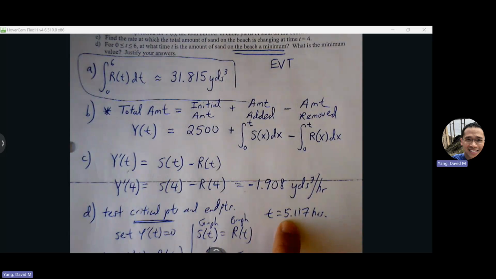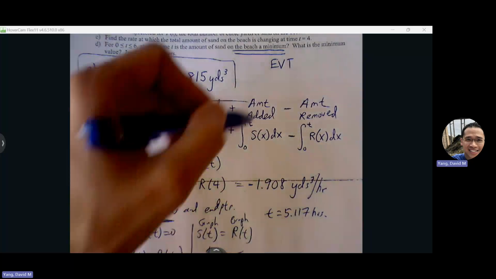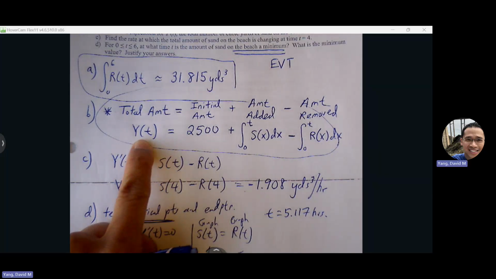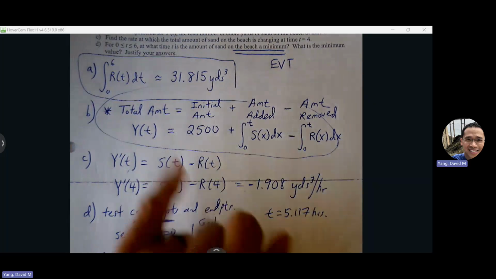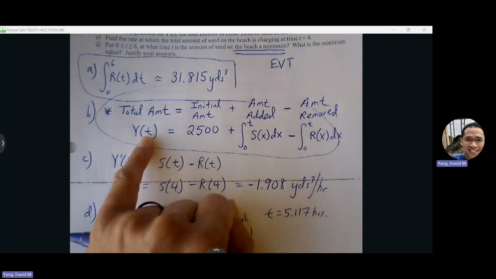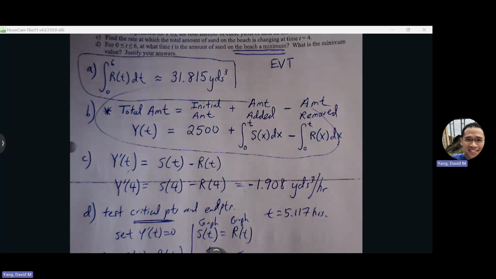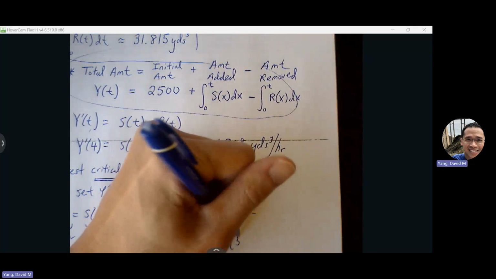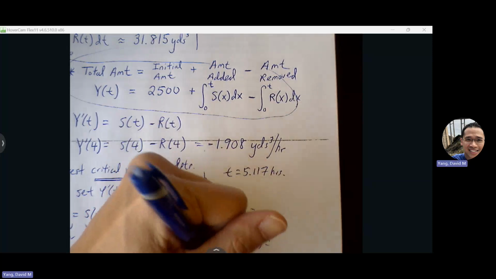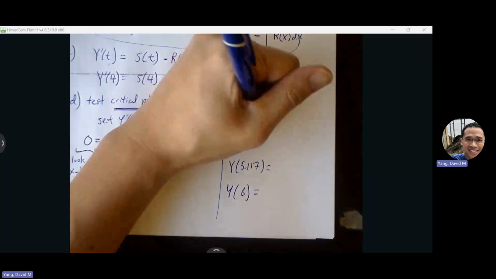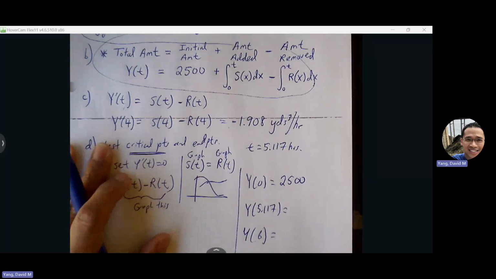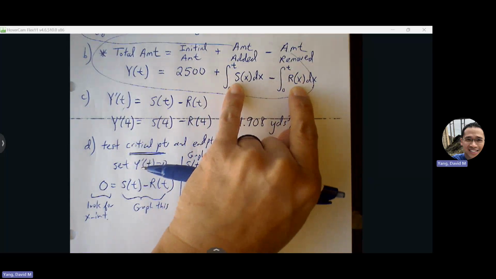So now there's only one critical point and we have two endpoints, and now we're going to plug them all into the y of t equation to figure out, between hour 0, hour 6, and hour 5.1, when is the sand going to be at its minimum? And it's going to have to be one of those three values. So we're going to find y of 0, y of 5.117, and y of 6. Y of 0 is easy because that's just the initial amount. And then the amount of sand at hour 5 and hour 6, we can just plug into our calculator.